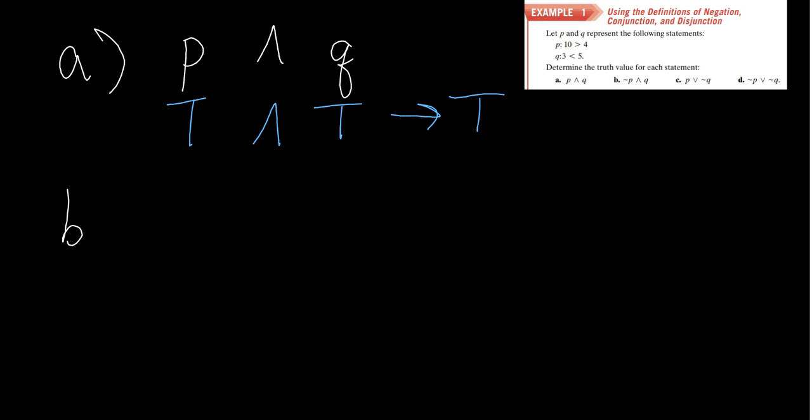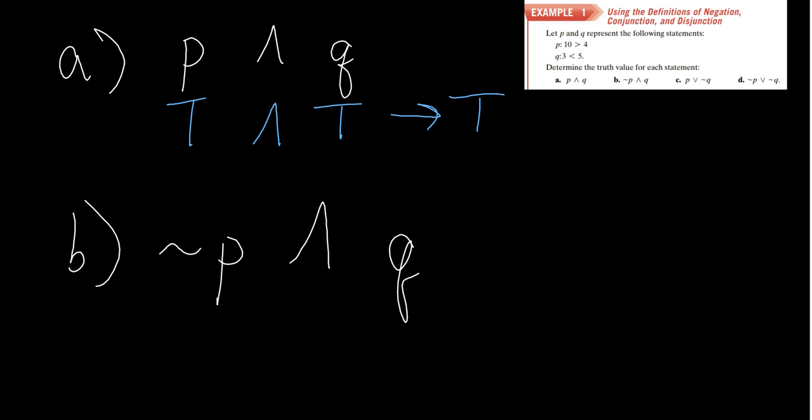And let's do it this way. Let's really drive the point home like this. So we've got P and Q. P is a true statement and Q is a true statement. So therefore, it's going to be a true statement. B, and let's just go ahead and take all the space down here. We have not P and Q.